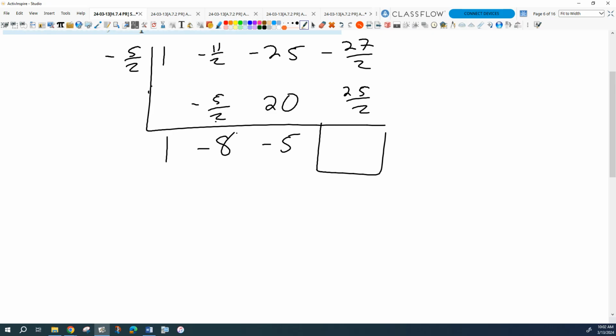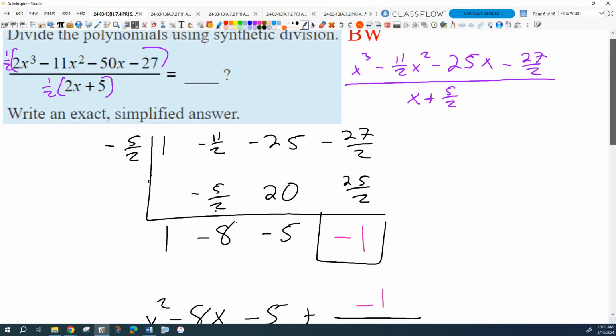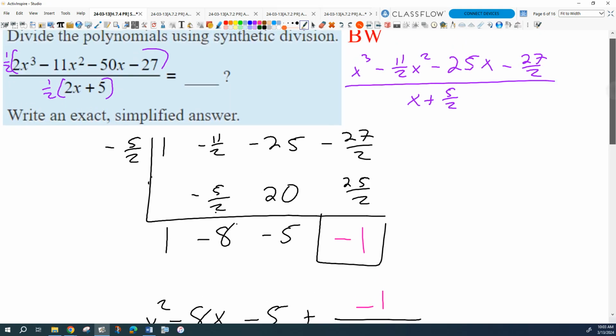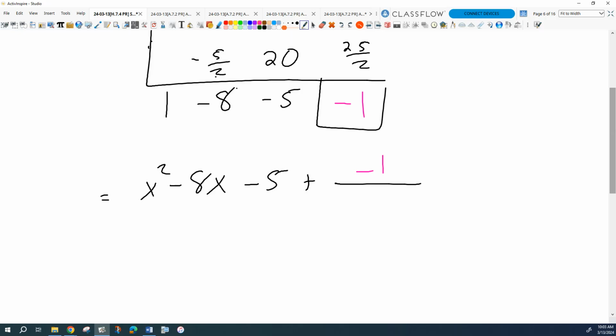Which means my remainder is what? -1. Okay, good. So then my answer is, that's my constant coefficient of x squared, right? So I get x squared minus 8x minus 5 plus what over what? Wouldn't it be -1? It would. I'll just put a -1 at the top. You're right, yeah. And what goes in the bottom? 2x. X plus 5 halves.